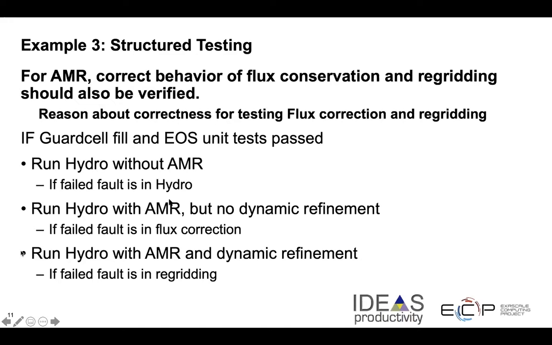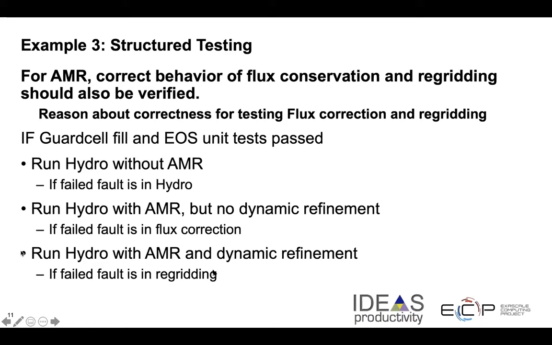After this is working, you can turn on adaptive mesh refinement, but not do dynamic refinement. And if you see a failure there, then you know that it has to do with fluxes between different sized cells at the flux boundary, at the boundaries. And then you can focus your development efforts fixing exactly what happened when you refined the mesh.